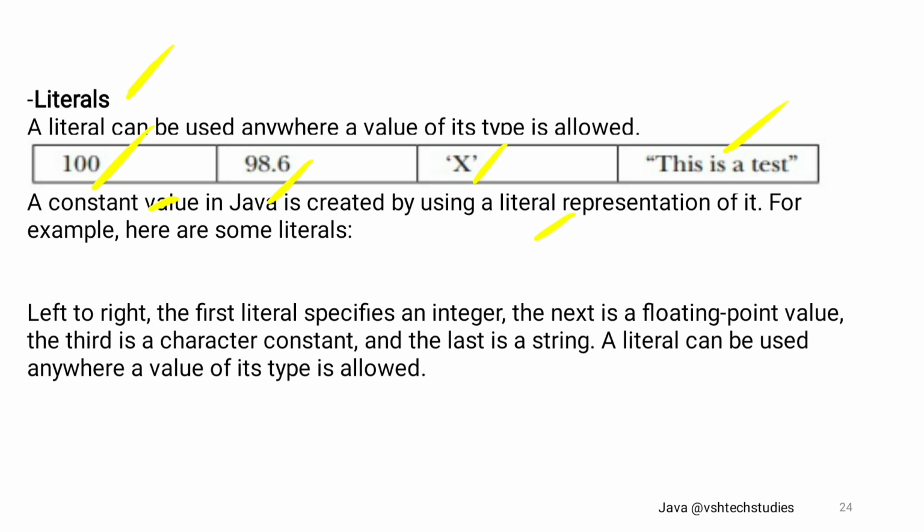For example, here are some literals. Left to right, the first literal specifies an integer. Next is a floating point number. Third is a character constant, which means it is always x only. The last is a string. A literal can be used anywhere a value of its type is allowed.